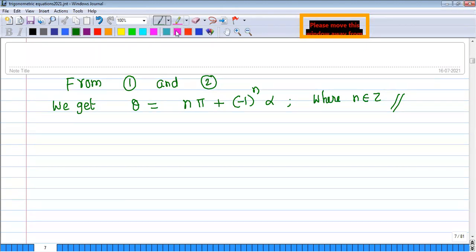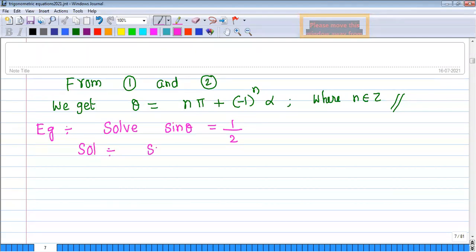I will discuss one example here. Example: solve sine theta is equal to 1 by 2. Solution: first we write the principal solution. Sine theta is equal to sine 30 degrees. 30 degrees means pi by 6. We need to check whether pi by 6 is in the interval minus pi by 2 comma pi by 2. Yes, absolutely it is. So the principal value of theta, alpha, is equal to pi by 6.